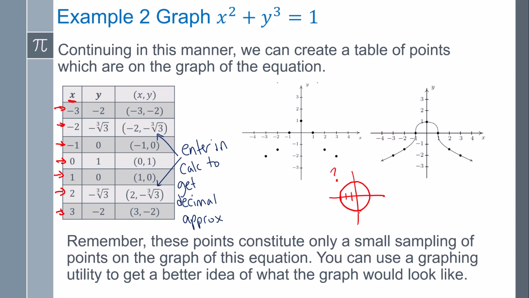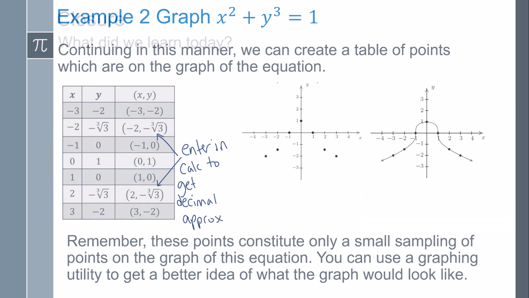That's what I mean. This is a small sampling. If I don't understand what the picture of the graph is going to look like, you can plug in more. You can choose more points to get what it is that you need.